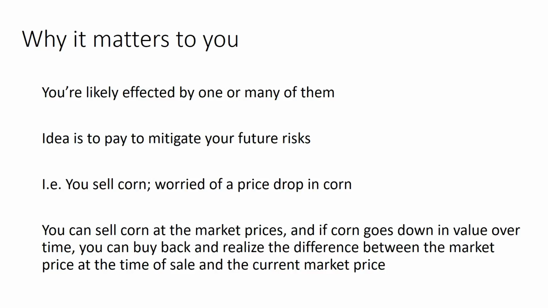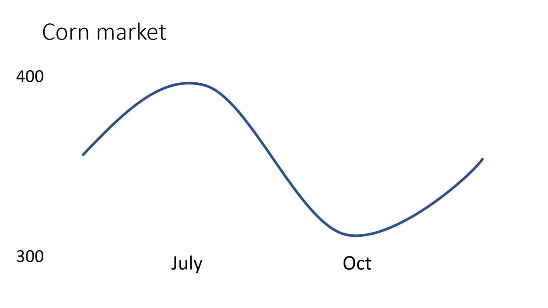So let's say here's the corn market. So the price of, I think they're bushels. I think the price of a bushel fluctuates between $300 and $400. So at $400, you're profitable, you're loving life, and at $300, you're pretty much bankrupt, and you're gonna have to do something seriously to save your future.